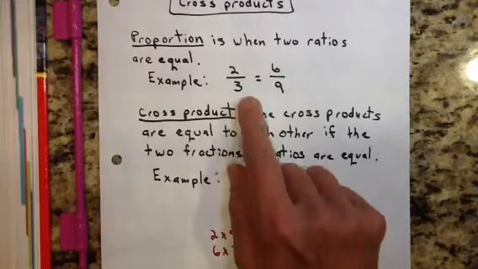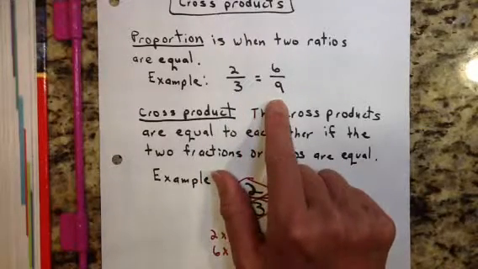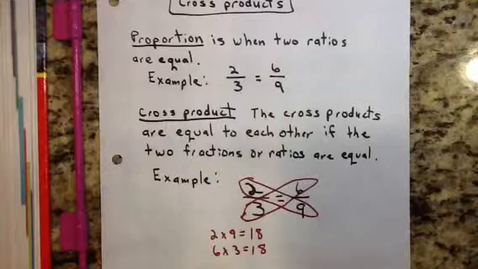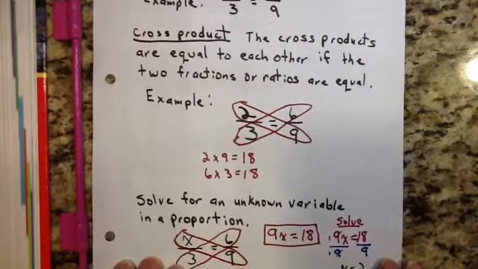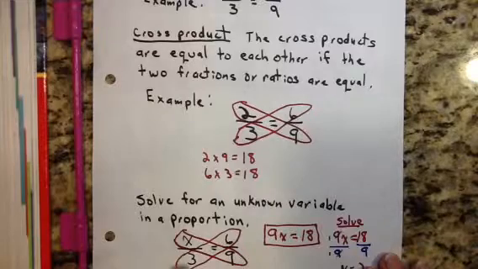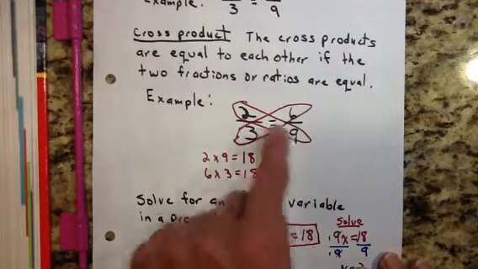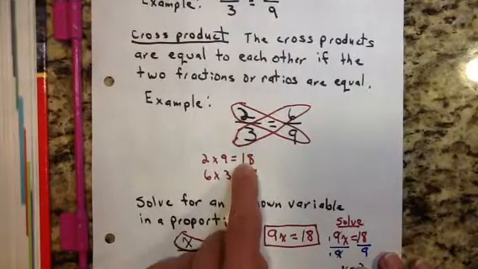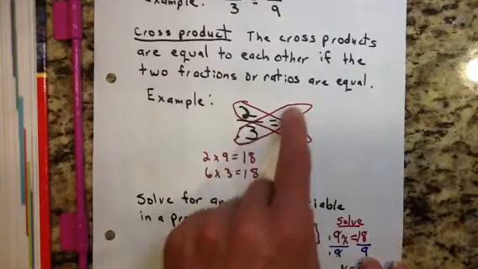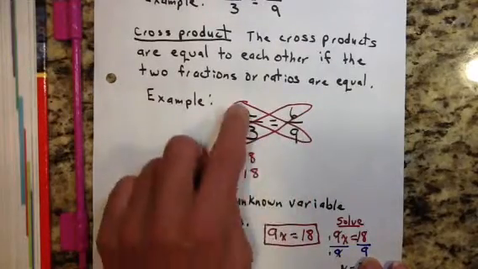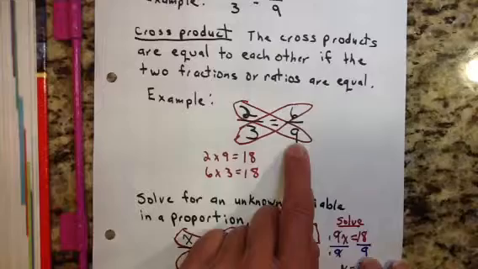And when problems are simple, that's probably the fastest way, to just look at it and see what to multiply it by. But some problems aren't so simple, so you need to know another way, and that's called cross product. The cross products are equal to each other if the two fractions or ratios are equal. So, for example, 9 times 2 is 18. 3 times 6 is 18. When these equal cross products, then these two are proportional.